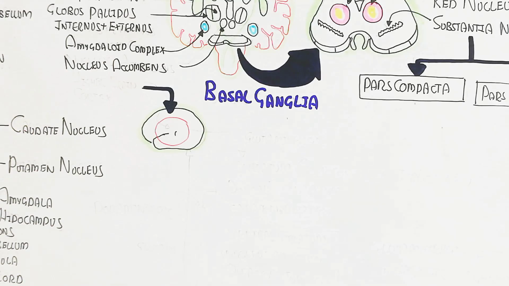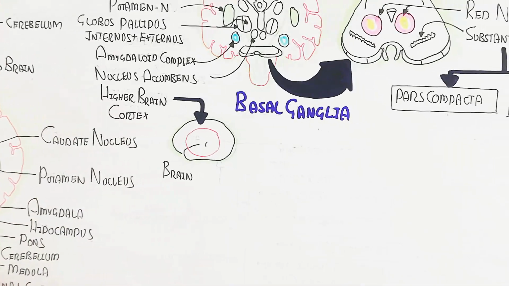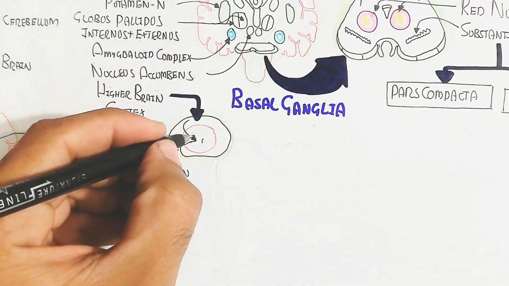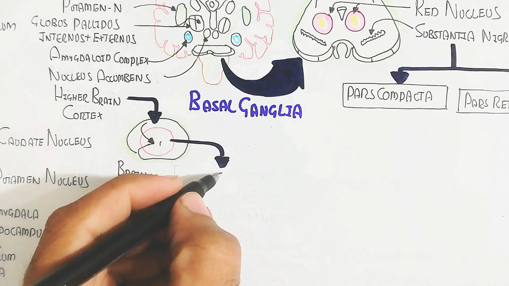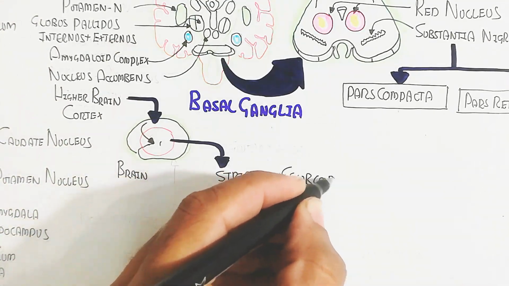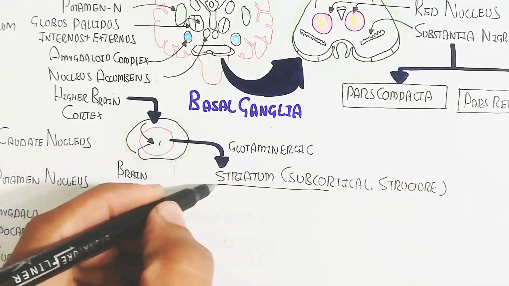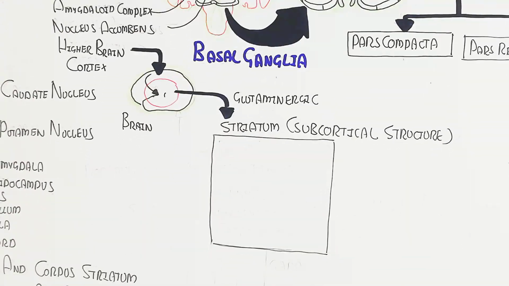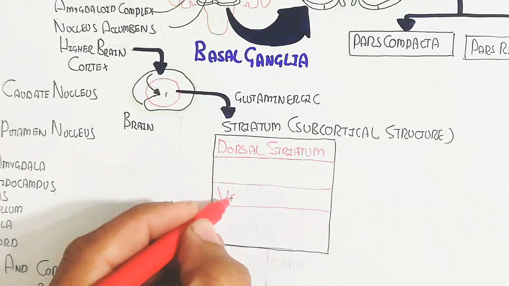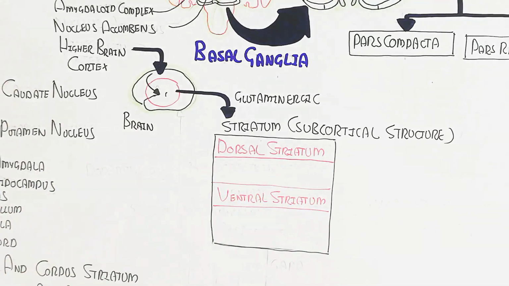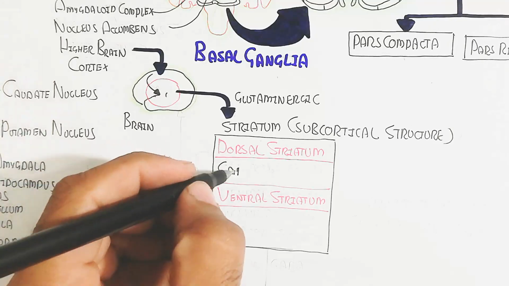So this is the higher brain cortex, which gets the stimulus and transmits the signal toward the basal ganglia. The basal ganglia contain glutamatergic neurons, which will be stimulated and produce glutamate to stimulate the striatum, a subcortical structure. The subcortical structure is known as the striatum, composed of the dorsal striatum and ventral striatum. The dorsal striatum contains the caudate nucleus and putamen nucleus, while the ventral striatum contains the nucleus accumbens and olfactory tubercle.